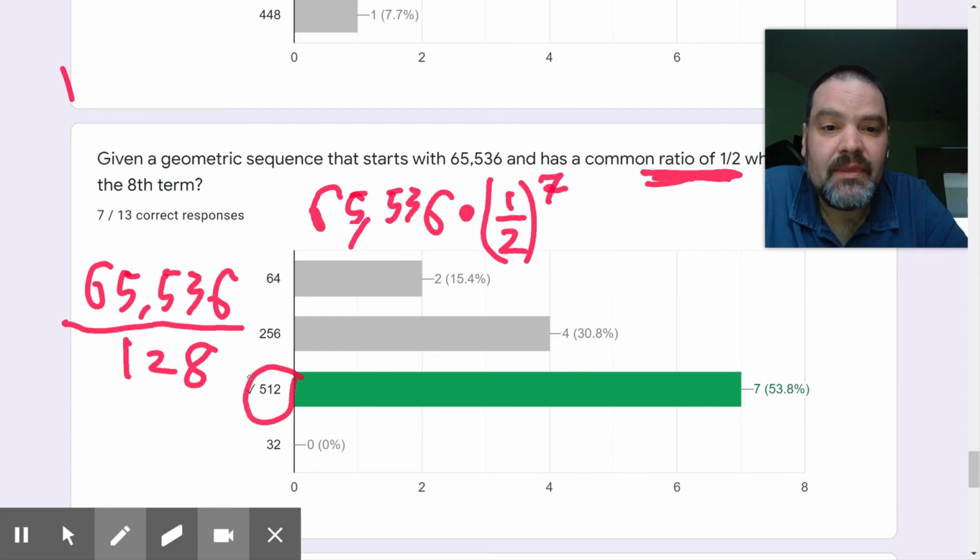But that's the general concept. You use a formula, and it's always going to involve one less than the term you're going to. It's going to be the number of times you're either adding or multiplying to get that given term.